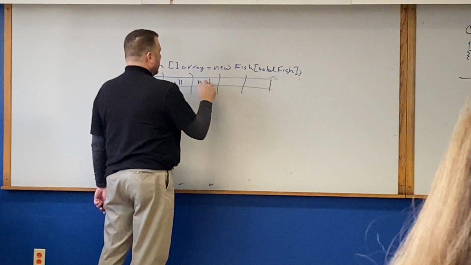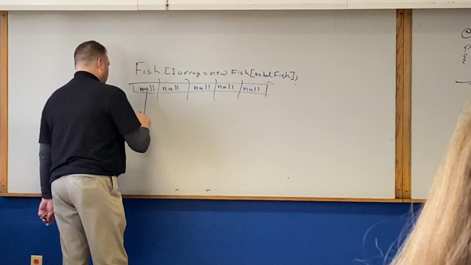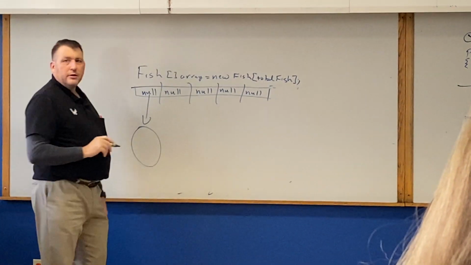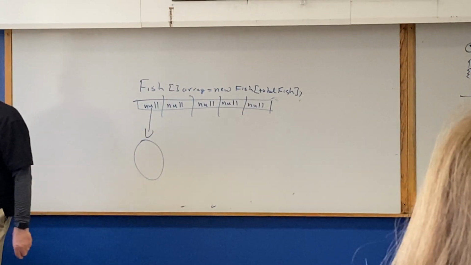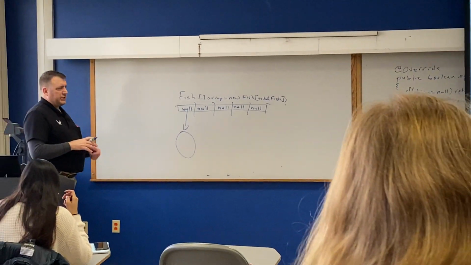I have an array of 5 fish references with each one of these being null. Okay? So what I need to do ultimately is make a fish object and stick it into that array. So how do I make a fish object and stick it into that array?